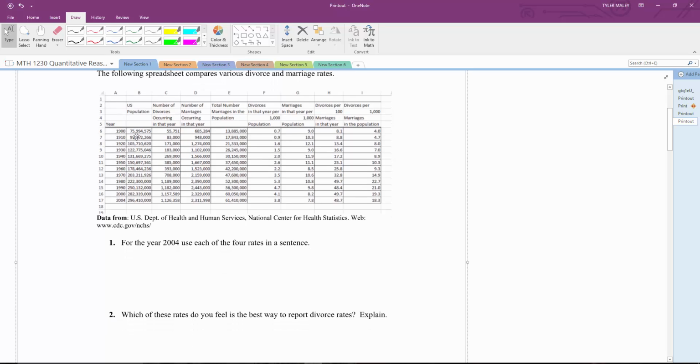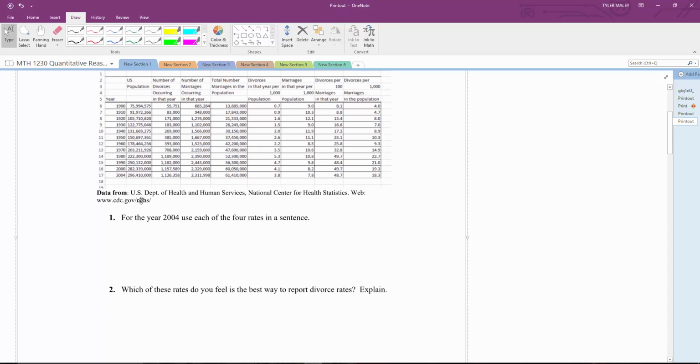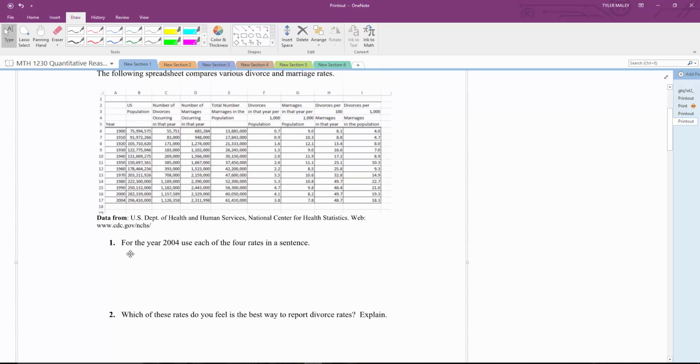So we have the U.S. population, number of divorces occurring that year, number of marriages occurring in that year, total number of marriages in the population, and then these rates. And this is from the U.S. Department of Health and Human Services. So number 1 asks us to, for the year 2004, use each of the 4 rates in a sentence.